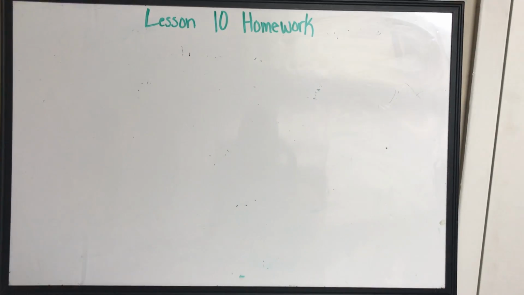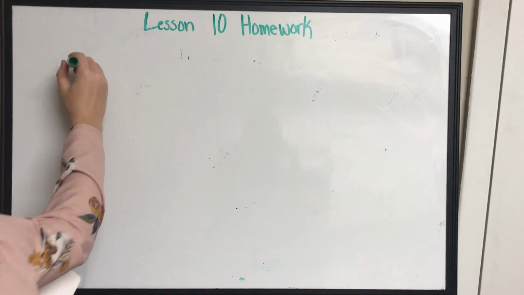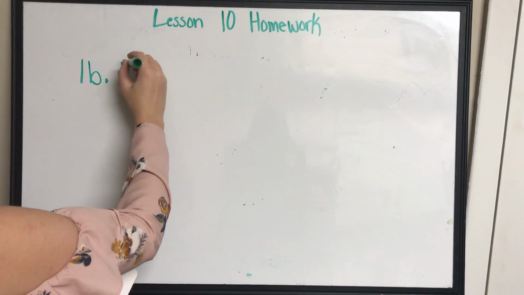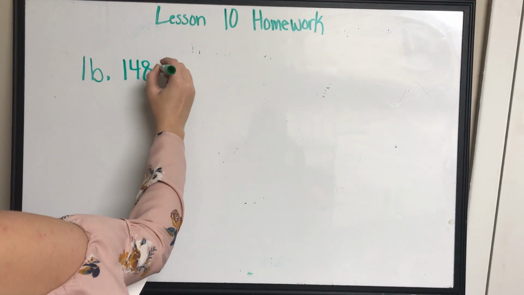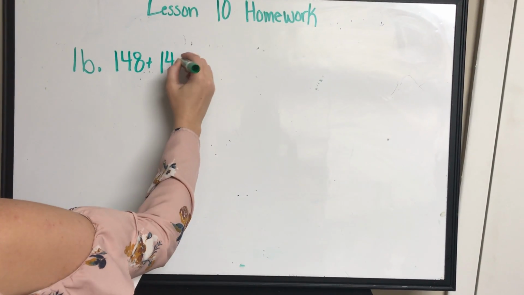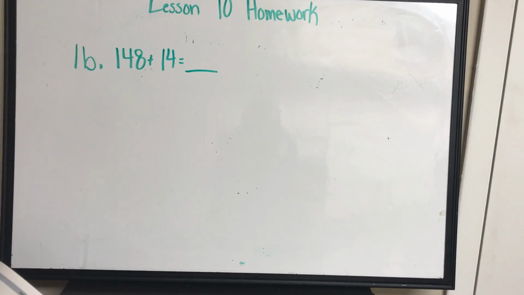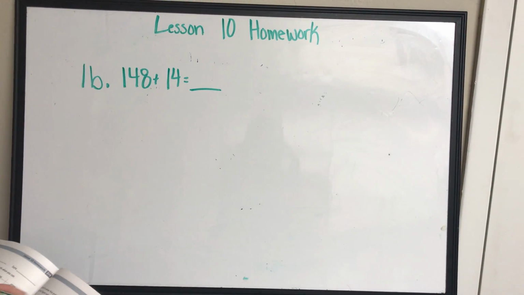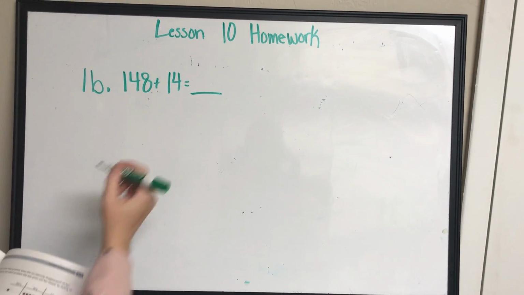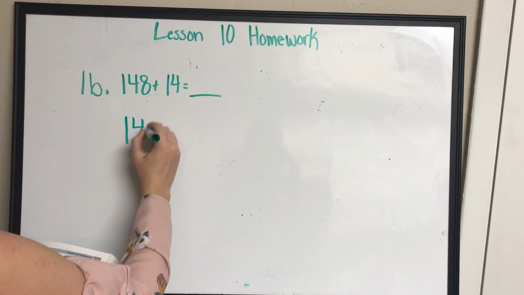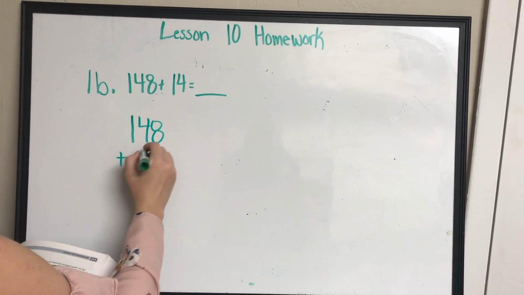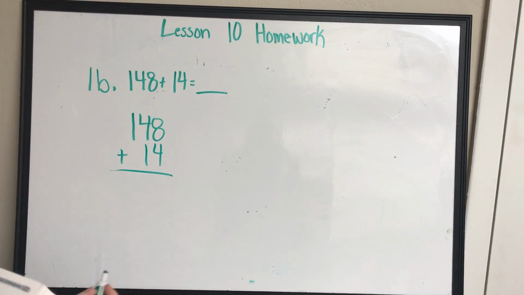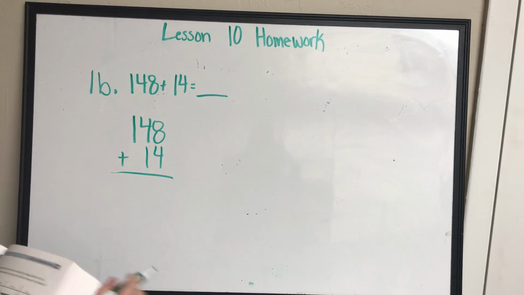You're in your lesson 10 homework and I'm working on 1B. 1B says 148 plus 14 equals blank. Now it's asking you to do vertical form and a picture. We're going to start with vertical form first. We're going to put our bigger number on top, smaller number on the bottom, lining up all of our place values. So first we have 8 plus 4.